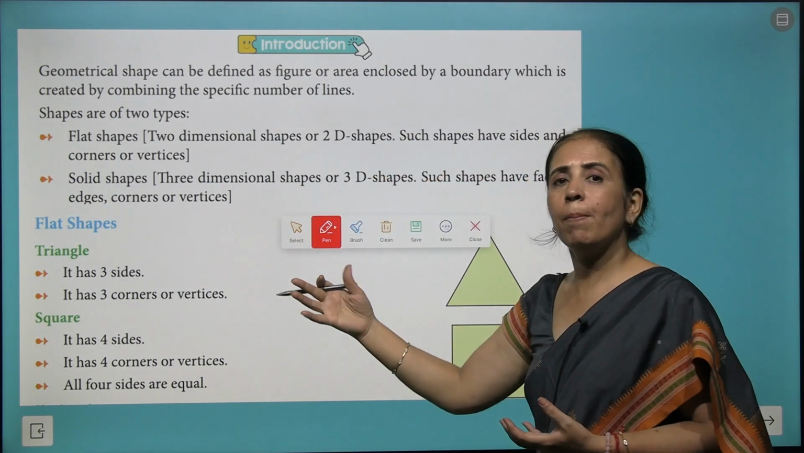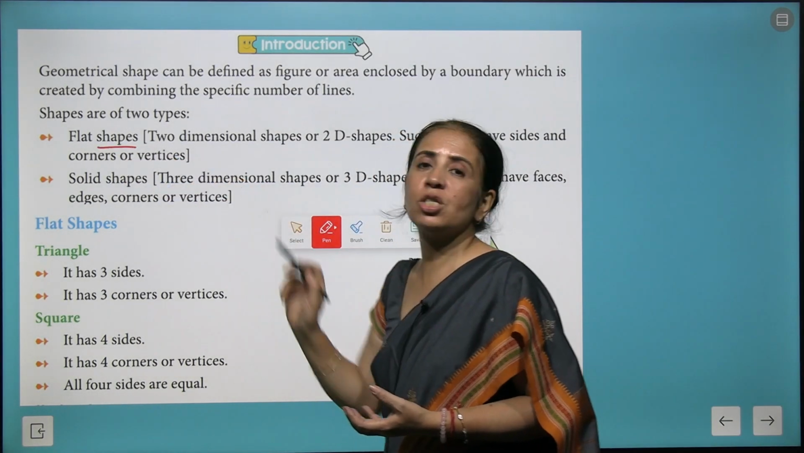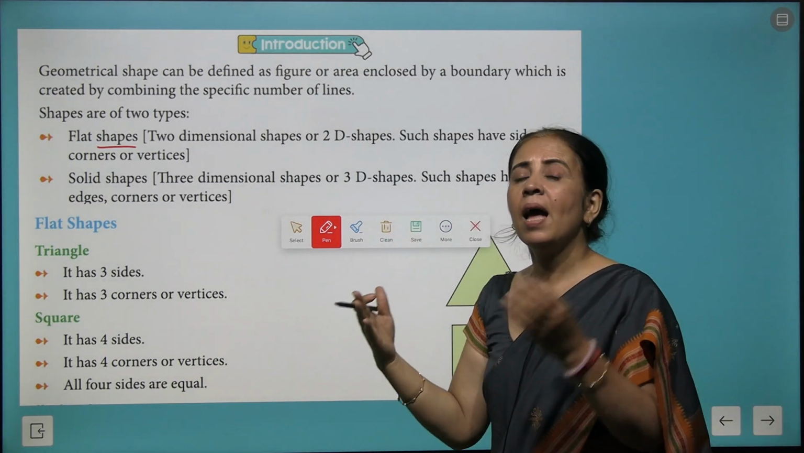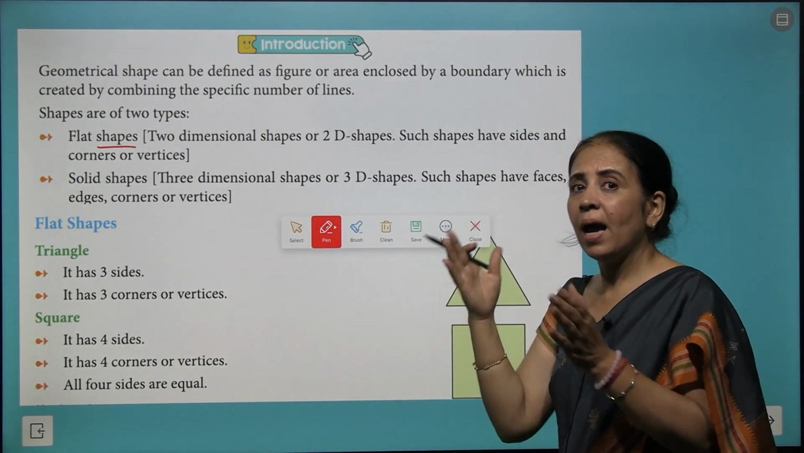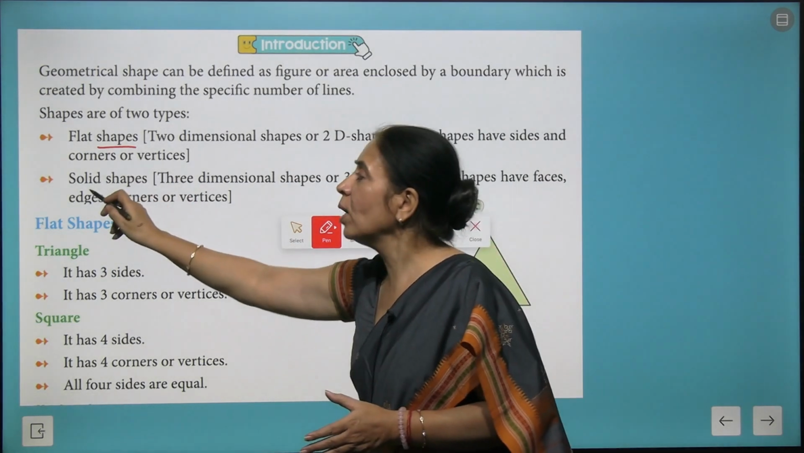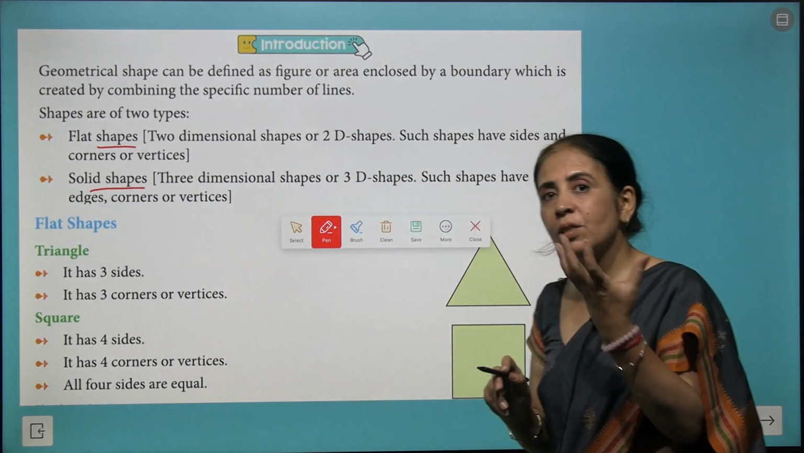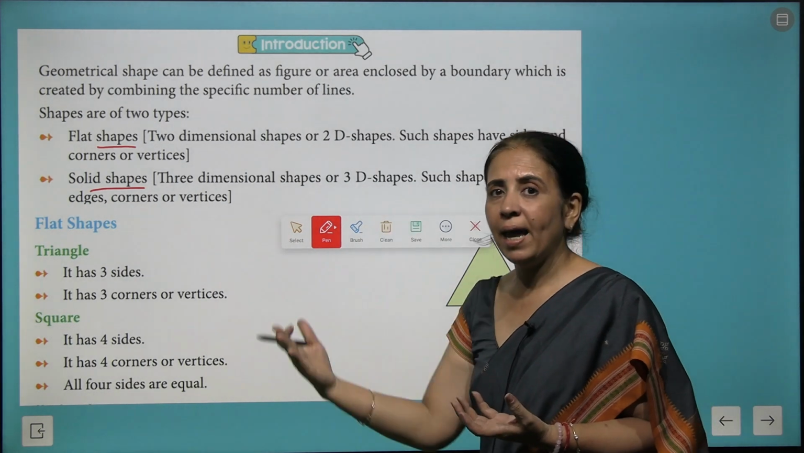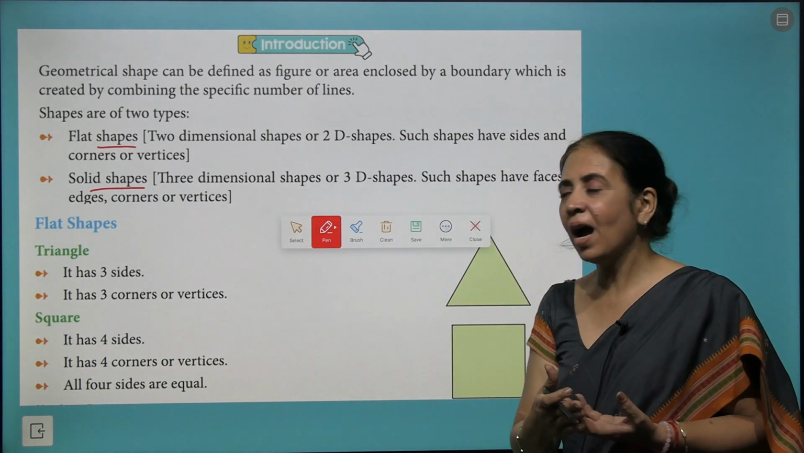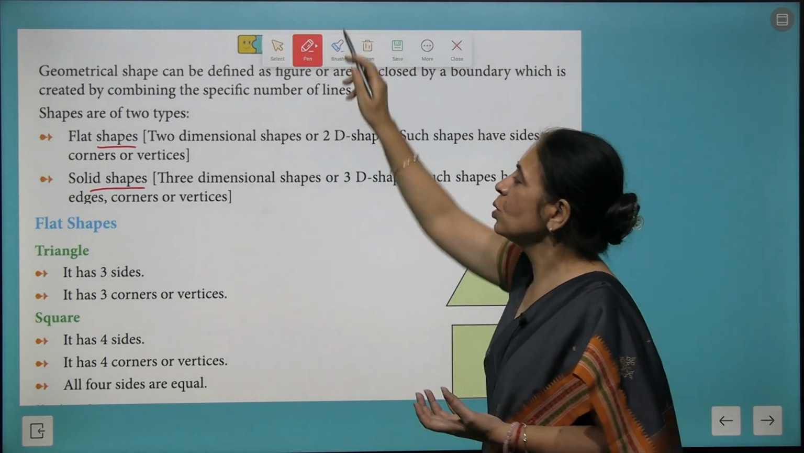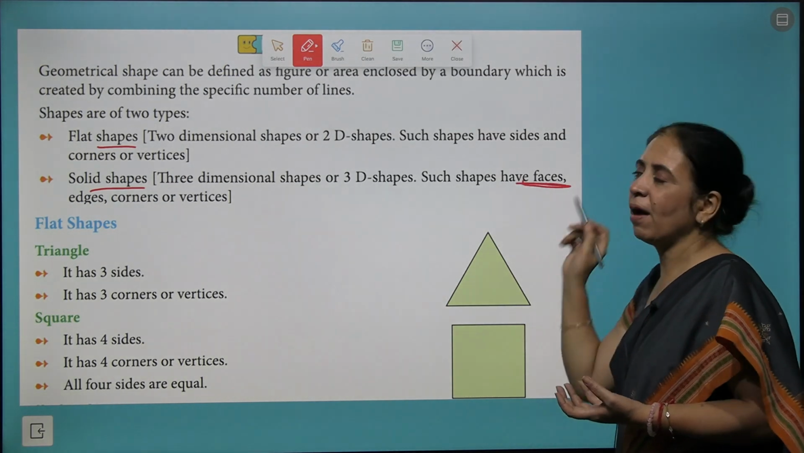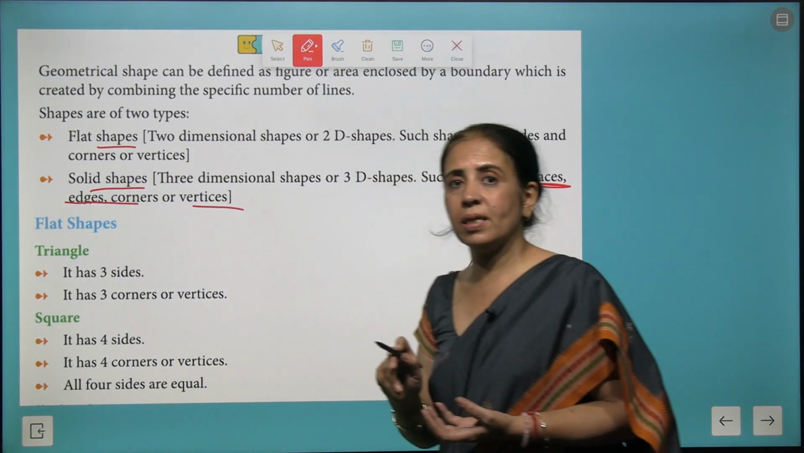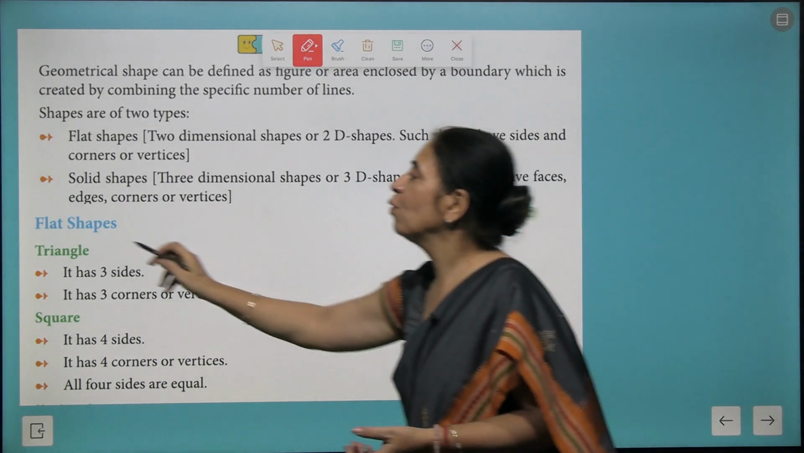When you talk about flat shapes, these shapes are always two-dimensional. They have a length and a breadth. And when you talk about solid shapes, they are always three-dimensional shapes. And three-dimensional shapes have length, breadth and height. Now we also say that these shapes have faces, edges, corners and vertices. So let's learn about flat shapes.